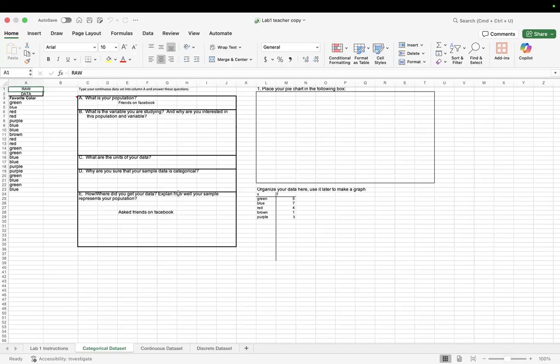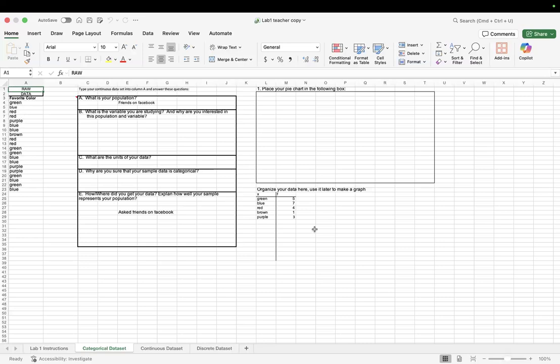So my categorical data, what I did was I figured out what my favorite colors my friends had, and I wrote them here. Your raw data goes on the left column right here. You need 20 data values. That's it, just 20 data values. And I have my 20 favorite colors right here. Just typed them in. It's completely raw data.